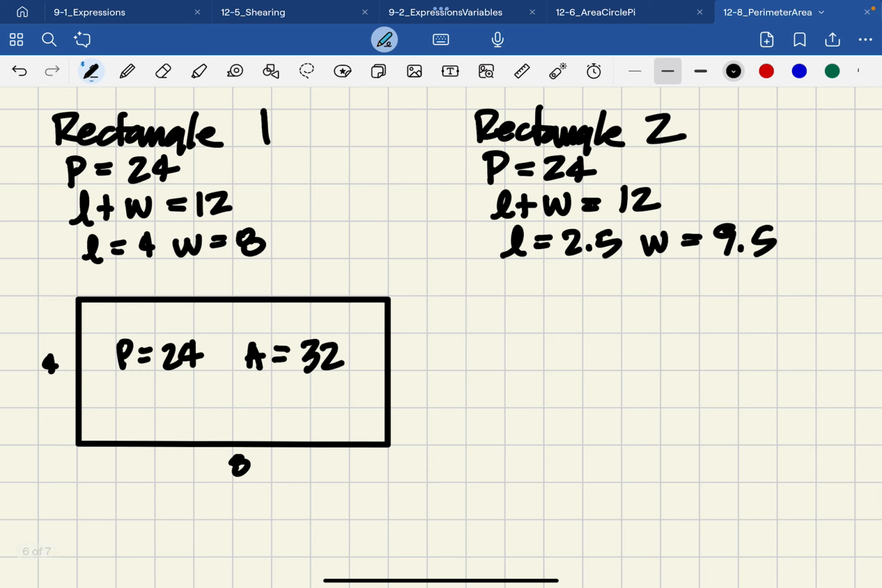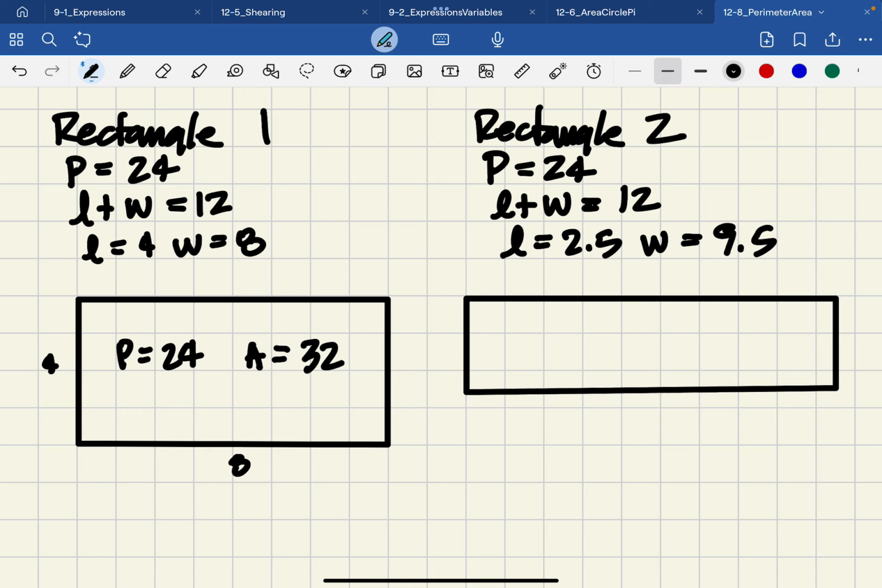Let's see if I can fit it on here. 1, 2, 3, 4, 5, 6. Yeah, I can fit it on. Let's see, 2.5, so about there. 2, 3, 4, 5, 6, 7, 8, 9.5 would be about right to there. 2.5 to here. 9.5 here. So 2.5, 9.5.